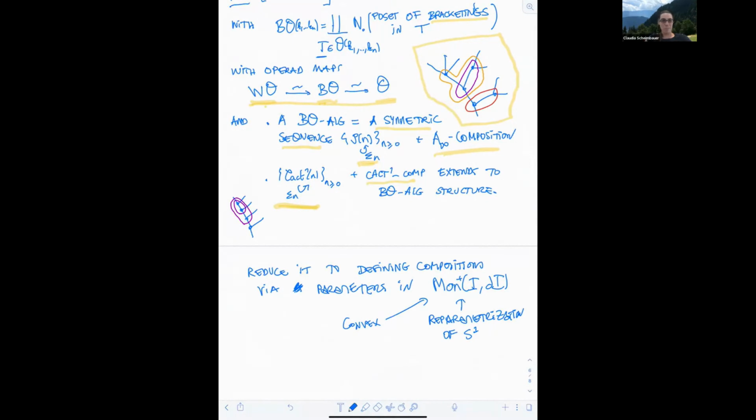Yeah, thank you. Since we still have a couple of minutes, I have a very naive question about this last slide. So you have those reparametrizations of the segment, and is it related in any way to this Thompson group? There is, as far as I recall, some famous group called the Thompson group.